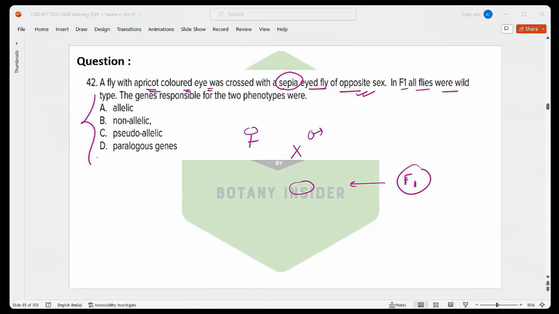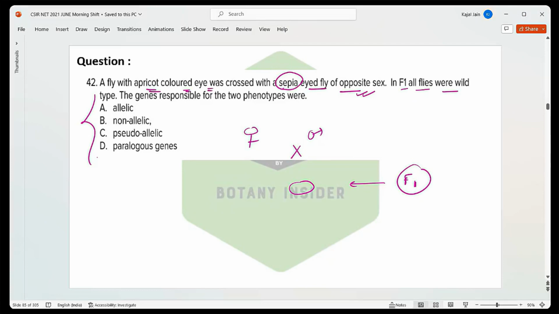Try out the question. Two different types of phenotypes. First one is allelic, second non-allelic, third pseudo-allelic, fourth paralogous genes. Try out the question. Easy one. One minute for this. One has apricot colored eye, and the other one has sepia colored eye.